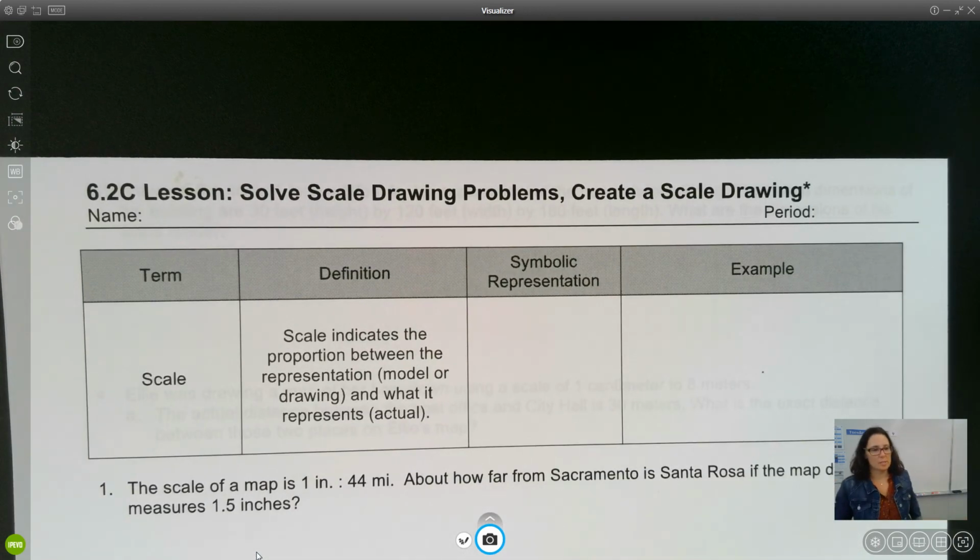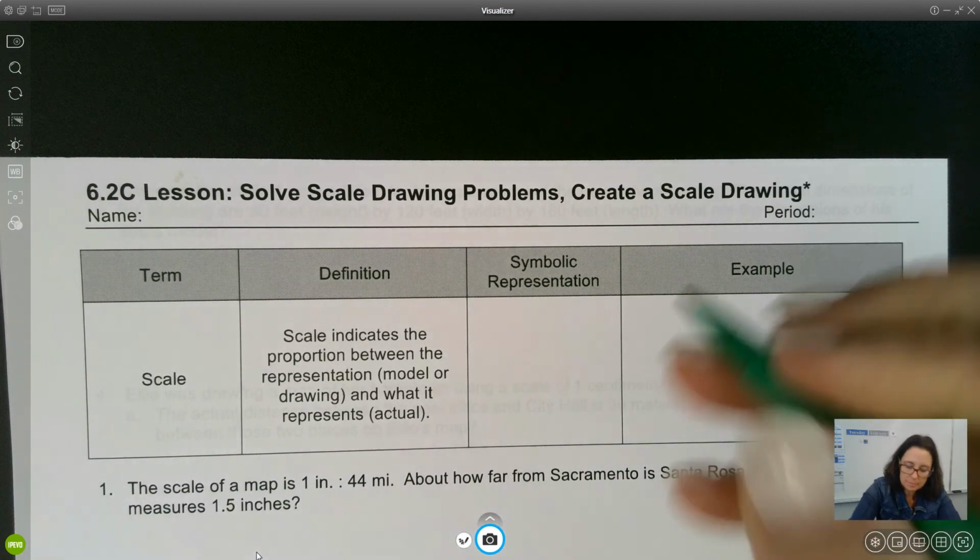Module 6, 6.2C lesson. We're solving scale drawing problems and creating a scale drawing. So the word scale, defined. Scale indicates the proportion between the representation, which is a model or a drawing, and what it represents actually. Okay, the symbolic representation, let me give you an example first.